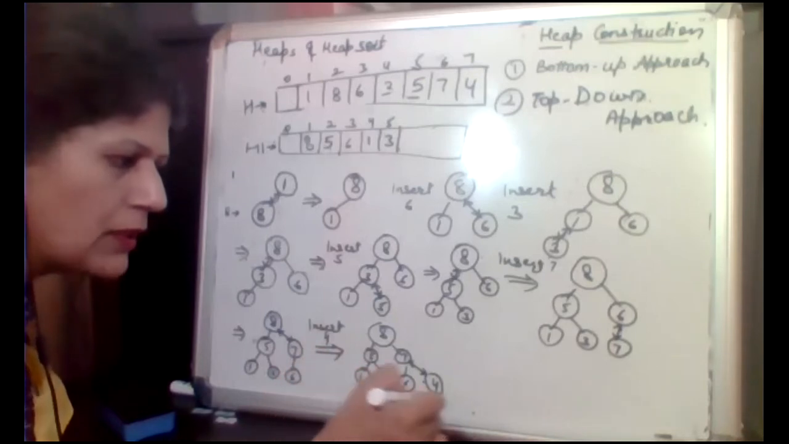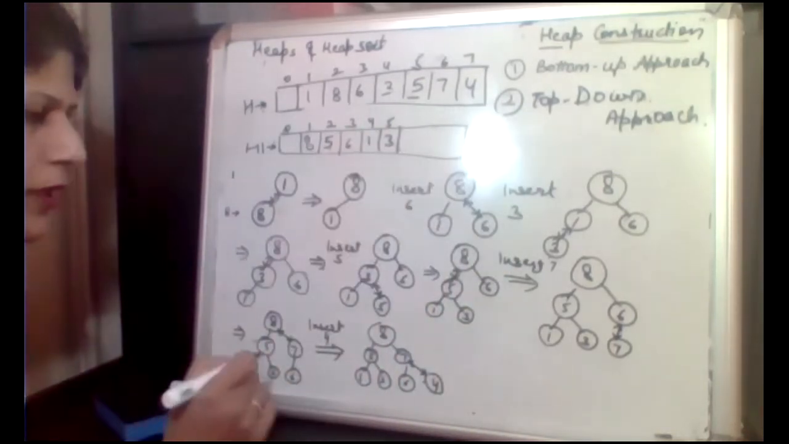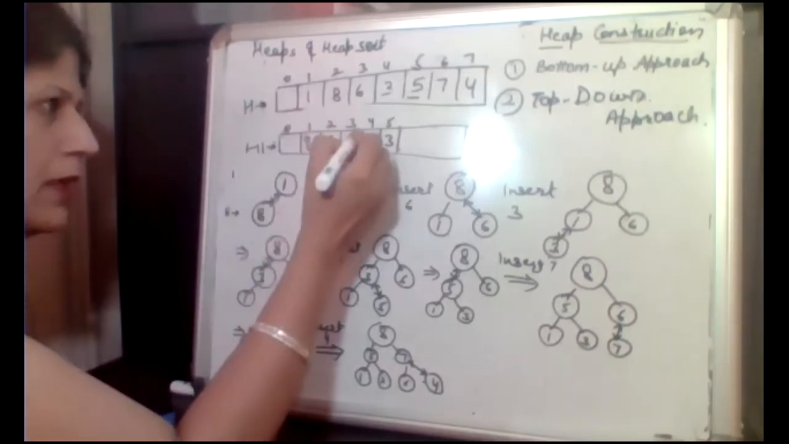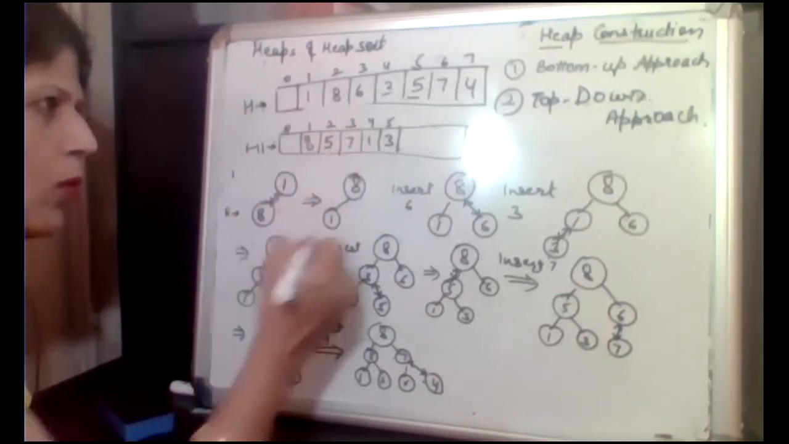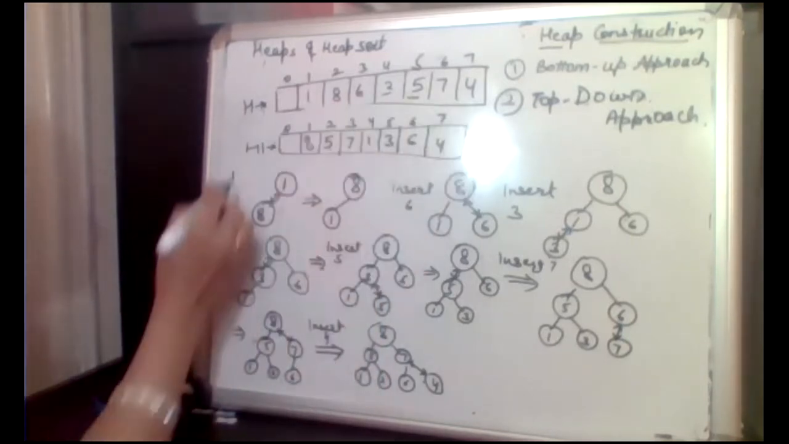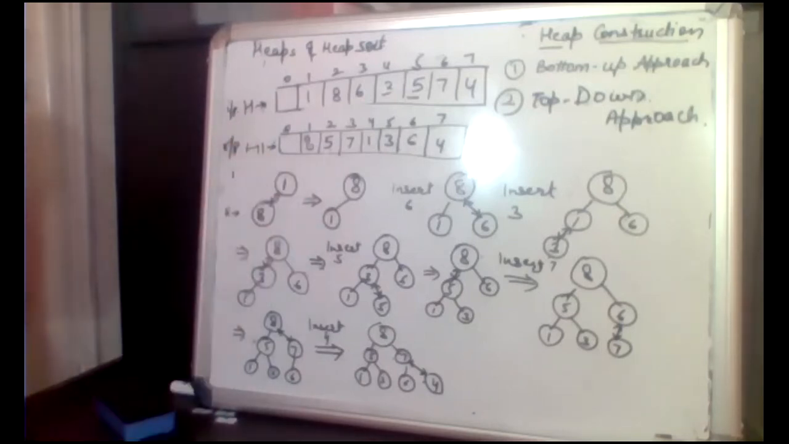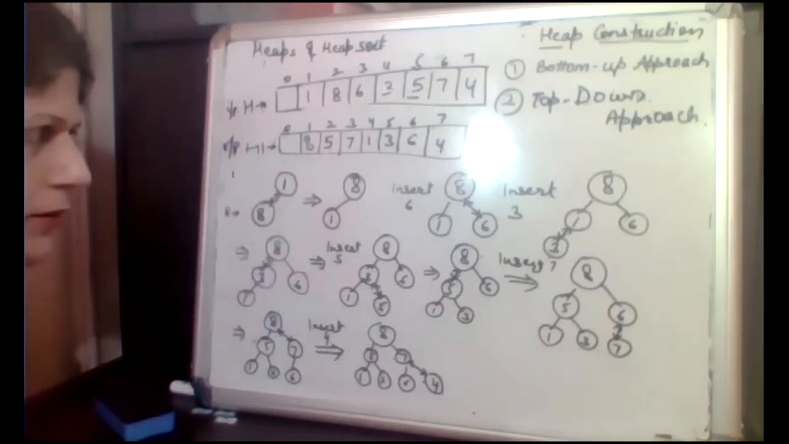So this will be the final heap that you will get using the top-down approach. And the values here will be 8, 5, 7, 1, 3, 6, 4 in the array. So this is the input that is given and this is the output. I hope that is clear.